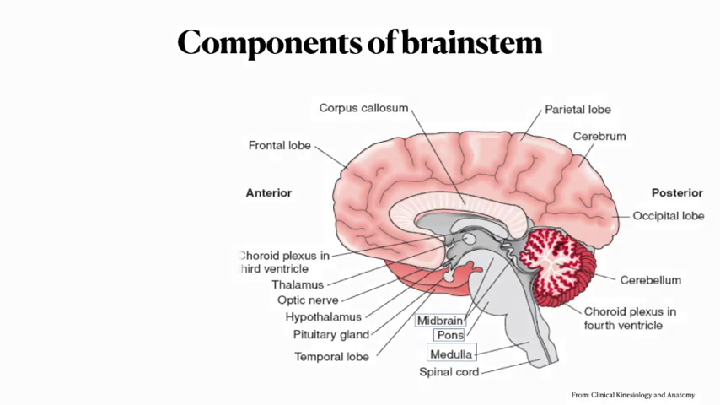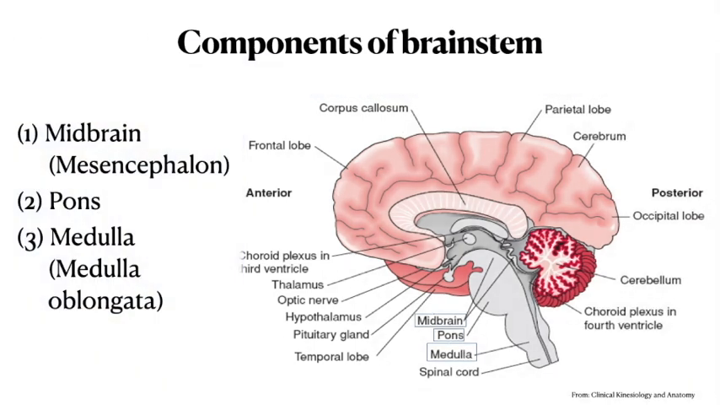The three components of brainstem are midbrain, pons, and medulla. Midbrain is also called mesencephalon. It is the most superior part of the brainstem. Pons is the middle part of the brainstem. Medulla is the most inferior part of the brainstem. The full name of medulla is medulla oblongata, but nowadays people just call it medulla.